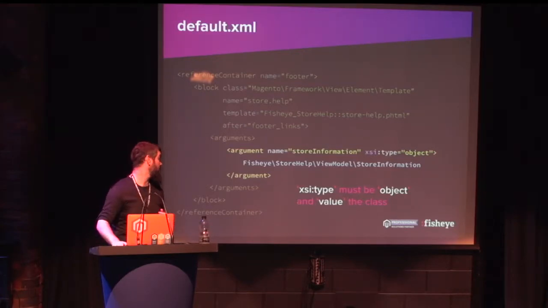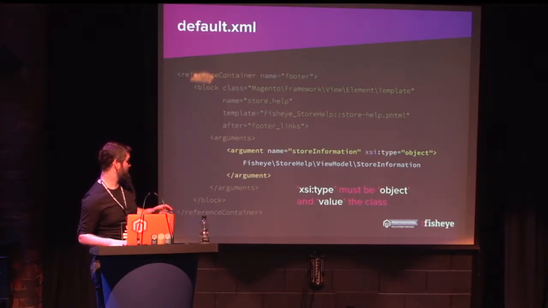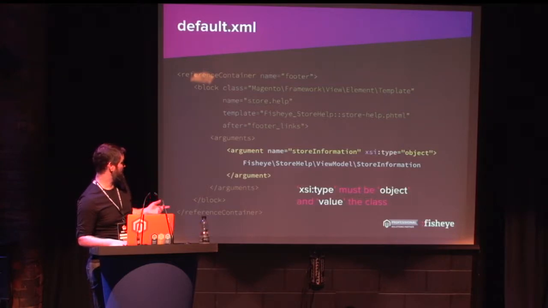So again, a little bit of layout. We're adding a block in the footer, like I said. We've got another argument, but this time we're passing in a type of object. And what we pass in is our class name. Basically, we're creating a store information view model.